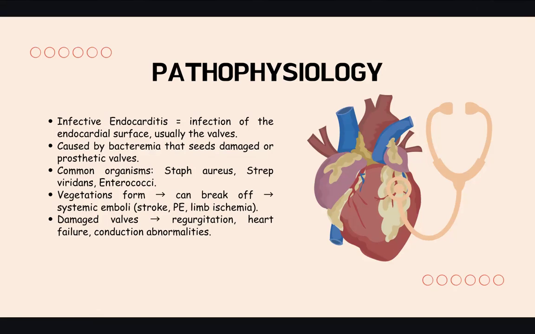And then also these little pieces of infection called vegetations can form and then break off, which can cause an emboli, which can obviously lead to a PE, a stroke, or like DVT type symptoms. And then these damaged valves are going to lead to regurgitation, heart failure, as well as conduction abnormalities.